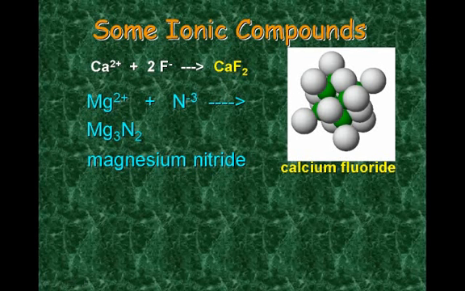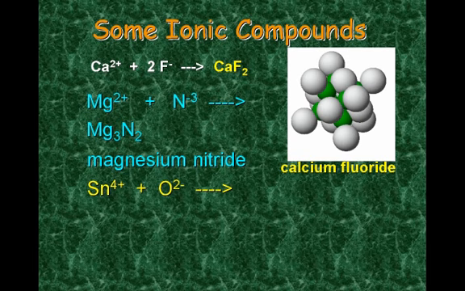Now we call that magnesium nitride. So notice it's just the elemental name of the metal and then the elemental name of the nonmetal, but an IDE ending there. So let's take tin +4, oxygen -2.